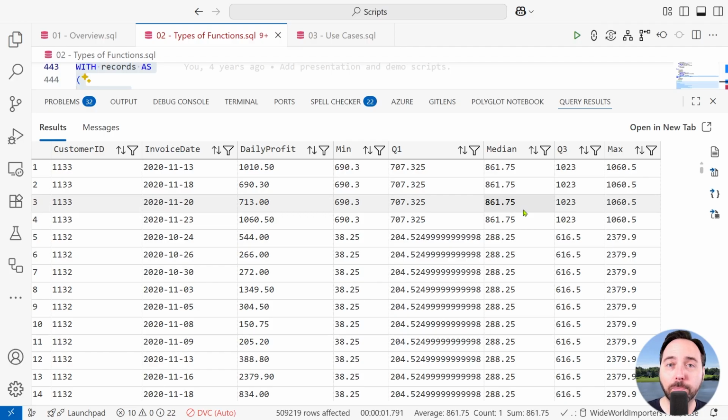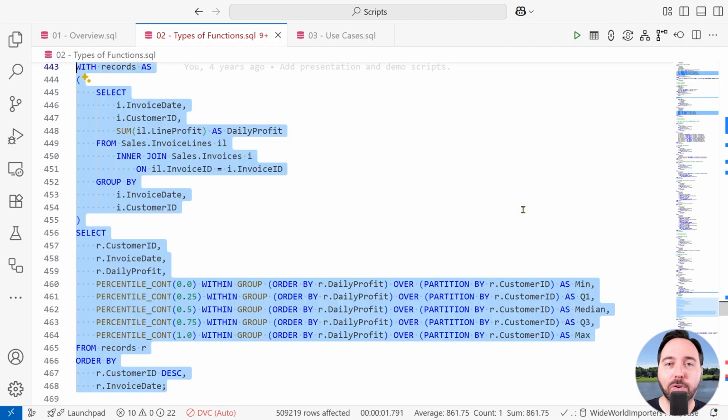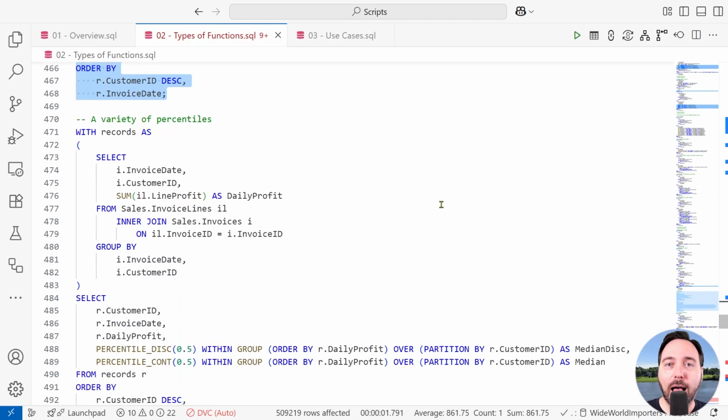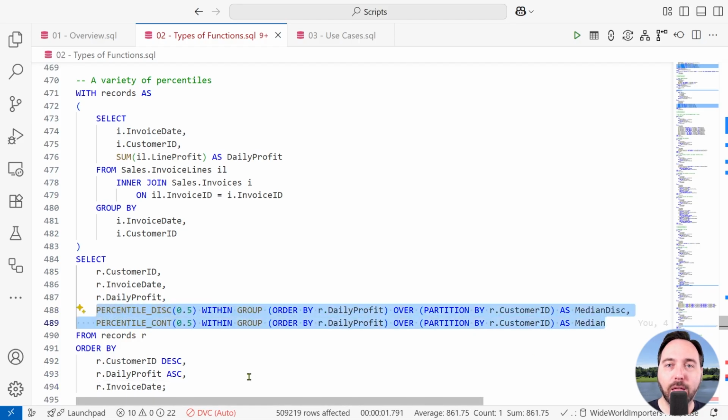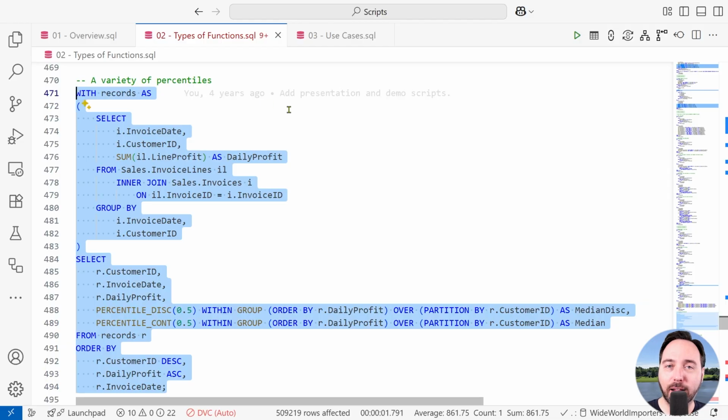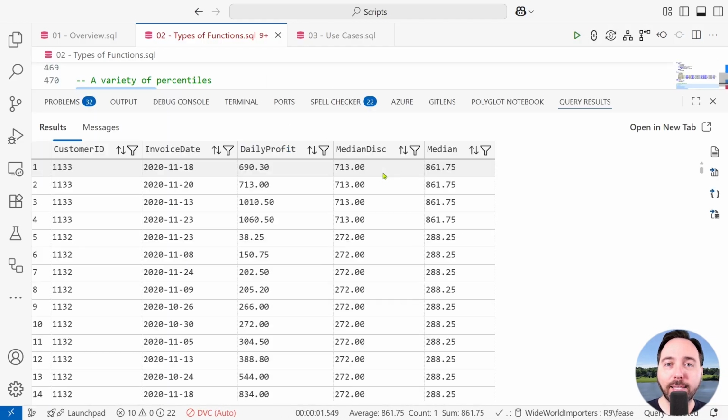This is where discrete percentiles come into play. In this next query, I'll change 2 things. First, I'm going to sort by daily profit to make that explanation a little easier to read. Second, I'll include only the median, again to make my explanation easier to follow. I will include both the discrete and the continuous percentile calculations of the median, and the operators will otherwise be exactly the same. Running this query, I can see that the discrete value of median is $713, and our continuous calculation of median is still $861.75 for customer ID 1133.